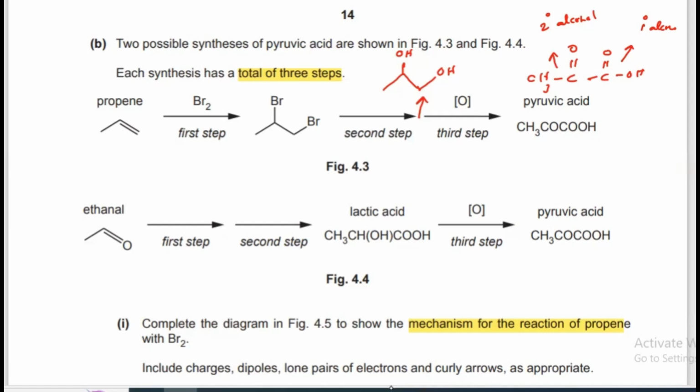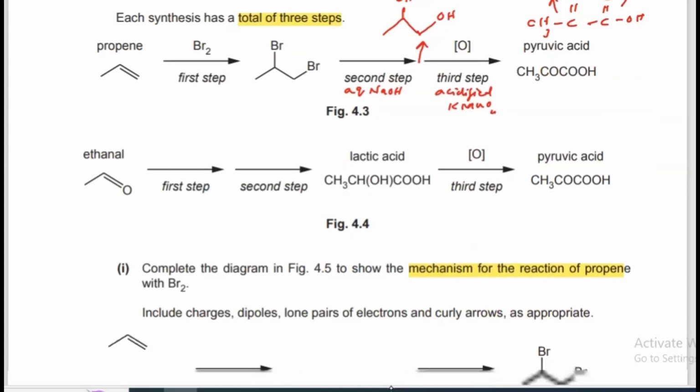And in the second step, the halogen can be replaced by OH when you react the halogenoalkane with aqueous sodium hydroxide and heat under reflux. Then in the third step, there is oxidation, and for the oxidation, you can use acidified KMnO4, which is the oxidizing agent. So this is the complete scheme of 4.3. Propene reacts with bromine to give a halogenoalkane, then alcohol by aqueous sodium hydroxide, and then from alcohol to ketone and carboxylic acid by oxidation.